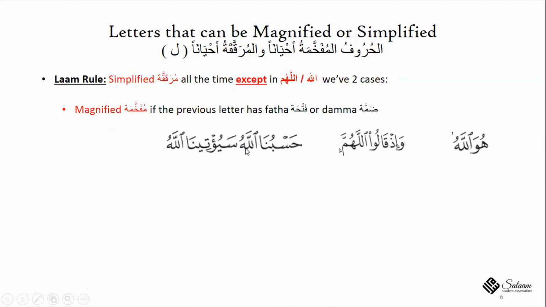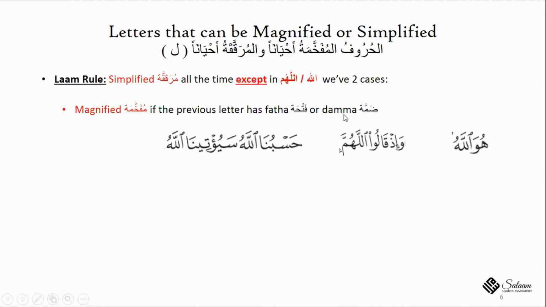حسبنا الله. Why? Because here is فتحة. سيؤتينا الله. Before it فتحة. So this is very important. Lam will always be simplified all the time except in Allah and Allahumma.